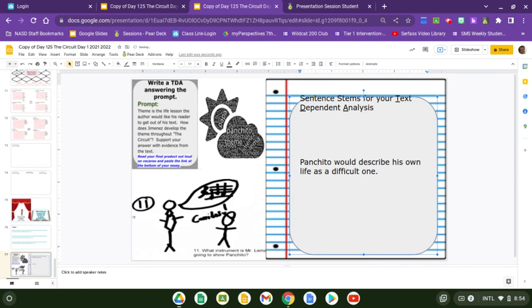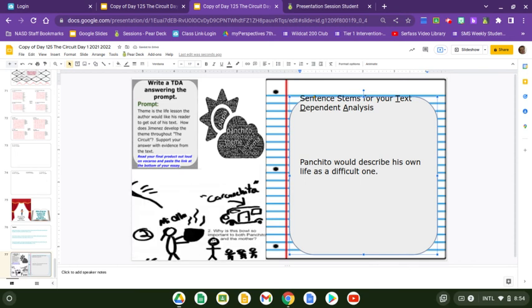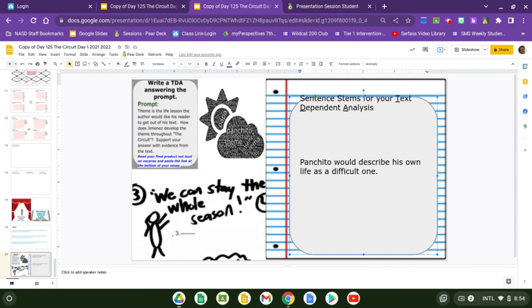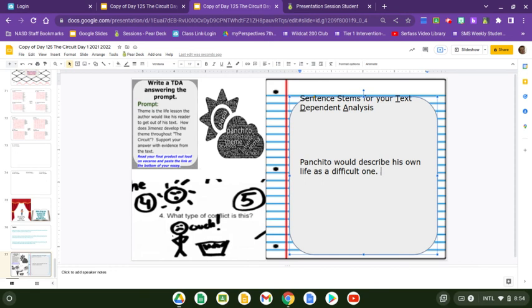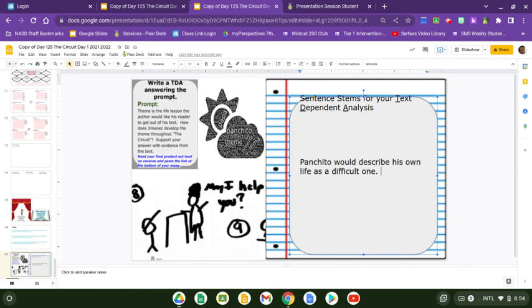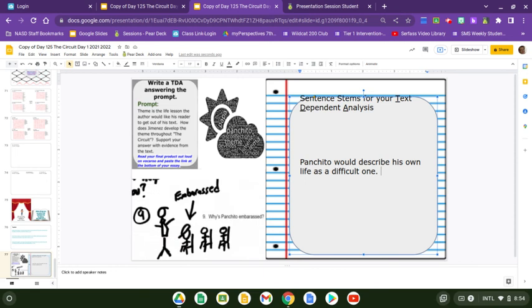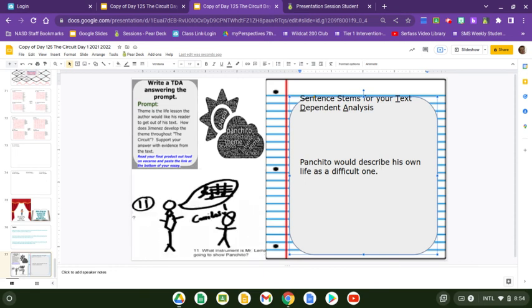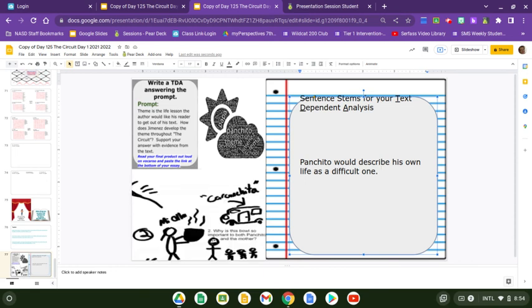And then what in those pictures is difficult about it? Well, he's out in the fields working with his family. He's moving all the time. When they do move in, it's in tough conditions where he's working. He doesn't get to go to school when he wants to. So Panchito will describe his own life as a difficult one. That sentence you can steal from me.